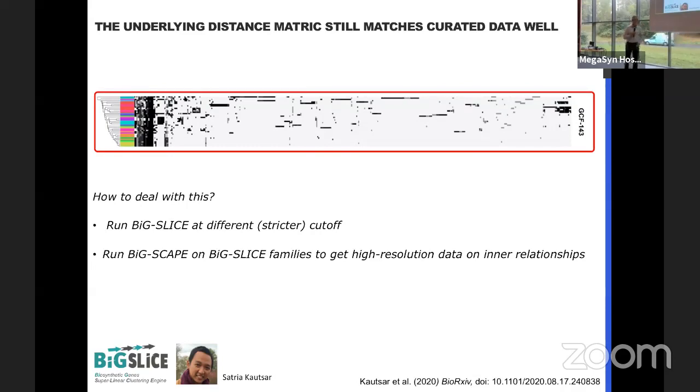So this means that you can actually deal with this by either using a stricter cutoff to break up this gene cluster family into multiple subfamilies, or, for example, by running BiG-SCAPE on the BiG-SLICE families to get a high resolution analysis on the inner relationships of such a still pretty broad gene cluster family that you would get with BiG-SLICE.